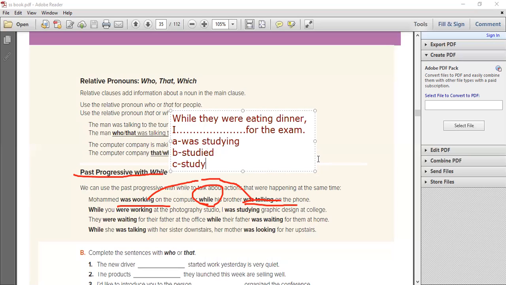So which one do you think is the correct one? Was studying. Yes, was studying. What is your keyword? While. Now pay attention: if this is an essay question, you have to pay attention to the comma. When I have while at the beginning, I should have a comma, as you can see here and also here. If it was while in the middle of the sentence, no comma. That is if the question is an essay. Okay?